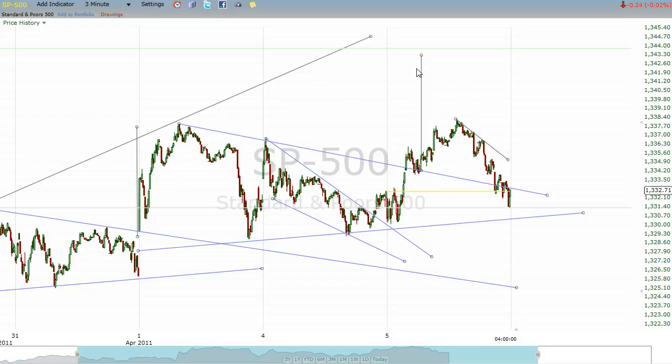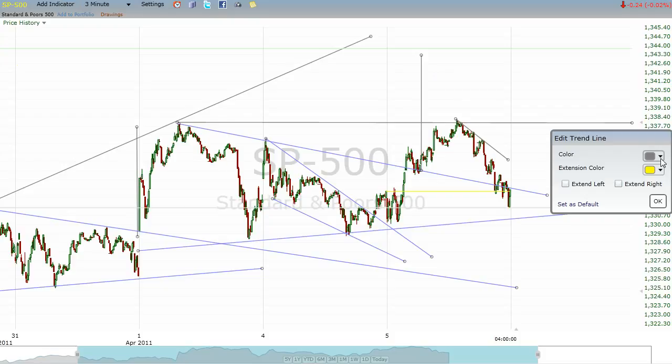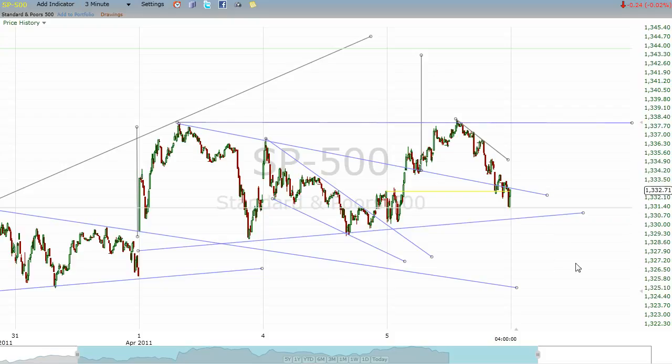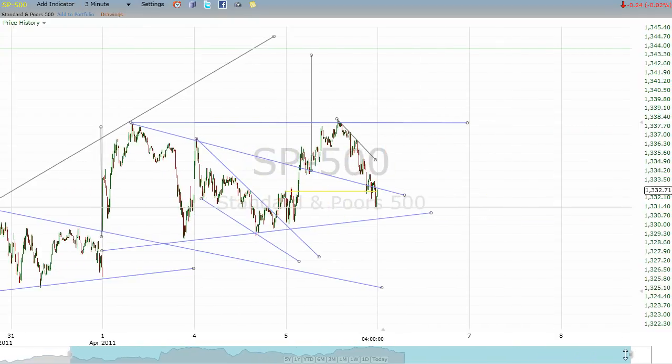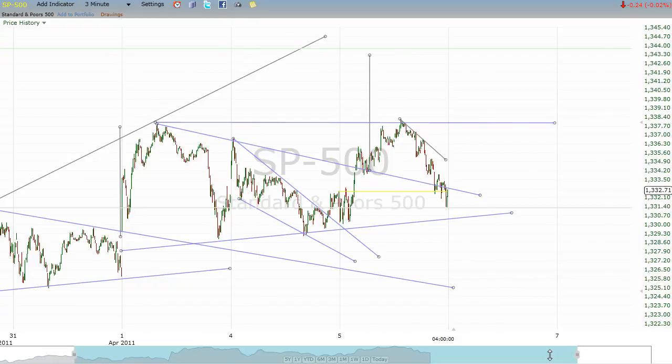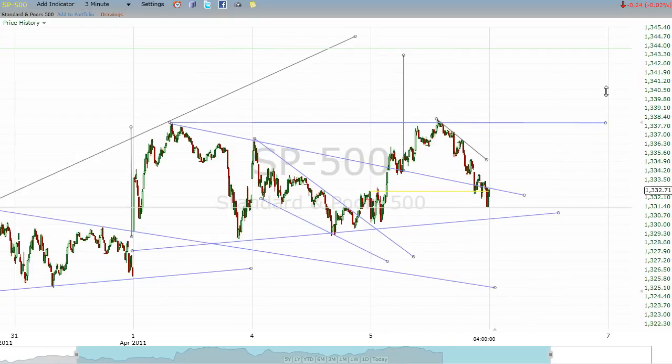So here's what I'm doing. I'm still going to keep this line here, but I'm going to add another line, because where we got turned back was almost exactly at the same level that we got turned back here. So what do I think now? Well, instead of a symmetrical triangle, we may be dealing with a pattern that's going to have a flat top. And I can't tell you exactly what that's going to be yet.